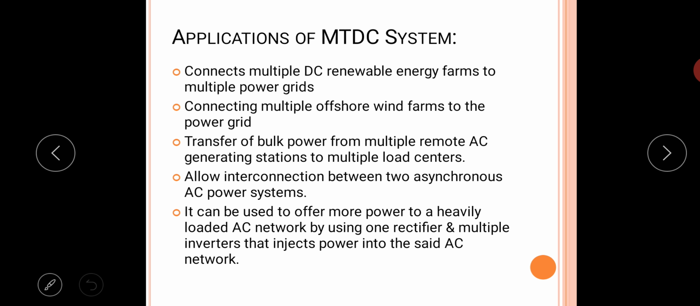Applications of MTDC. It connects multiple DC renewable energy farms to multiple power grids. Here, we can have several generating stations connected to several receiving stations. The multiple offshore wind farms, which can be of any distance from each other, are connected to the power grid.